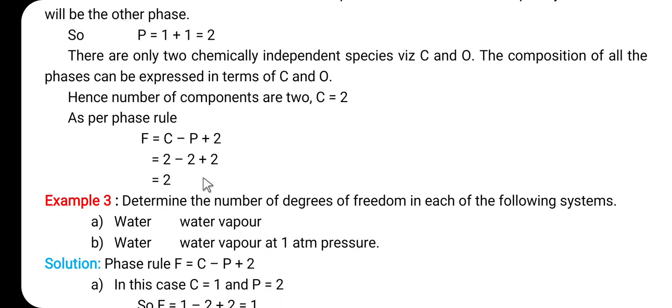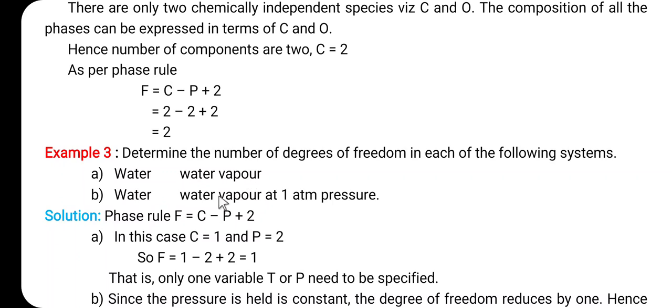The degree of freedom is equal to 2. Then the third example: determine the number of degrees of freedom in each of the following systems. There are 2 examples. First, water is in equilibrium with water vapor. Second, water is in equilibrium with water vapor, the same example, but at a fixed pressure, that is 1 atmospheric pressure.